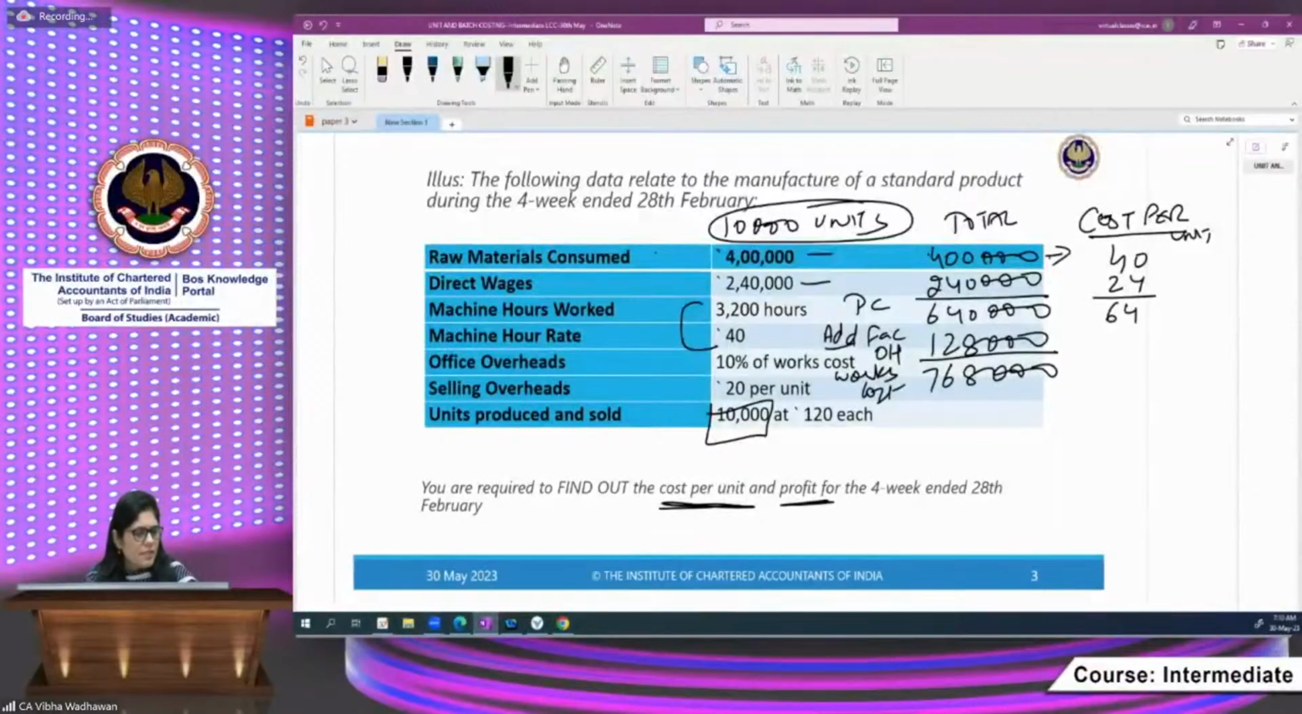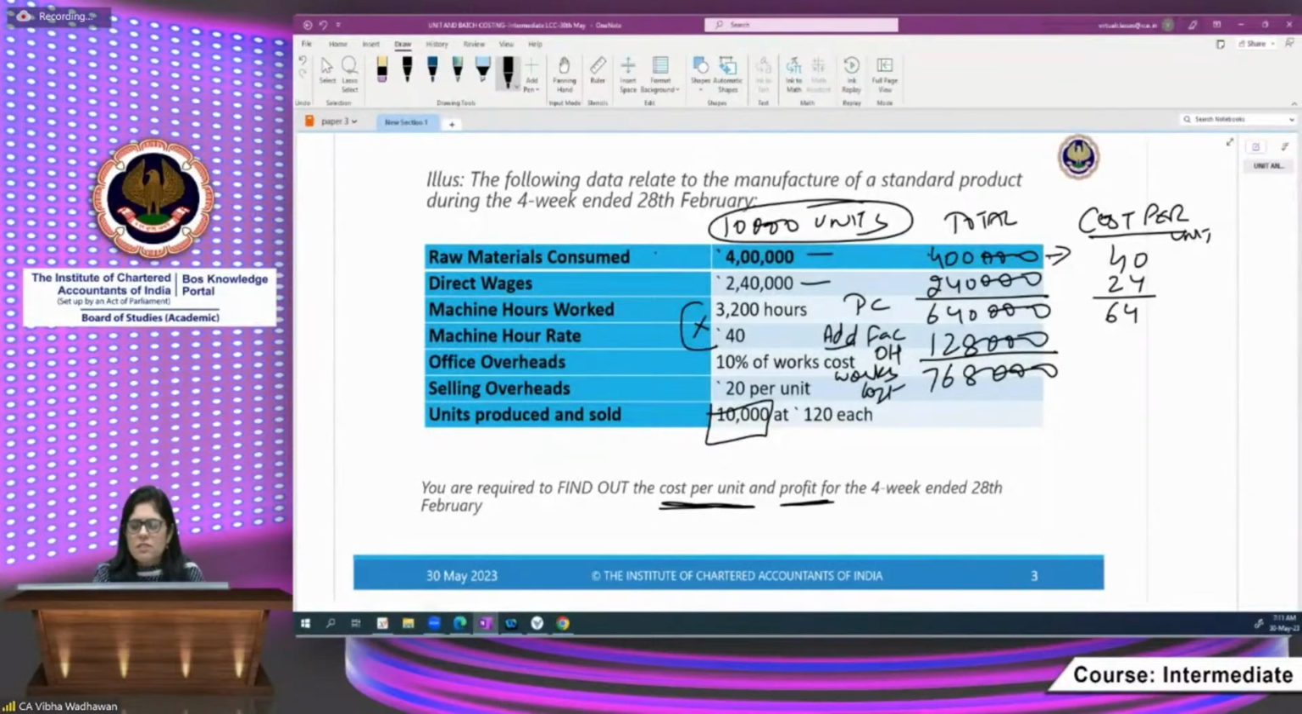Just continue this. Factory overheads are absorbed. Suraj, you should have the basic understanding of cost sheet and overheads before you do any further question. Overheads are always absorbed. 3,200 into 40 are factory overheads. Machine hours means factory. It's a factory cost. So machine hours worked into machine hour rate.